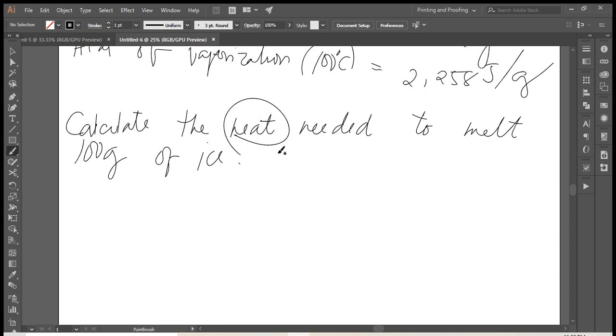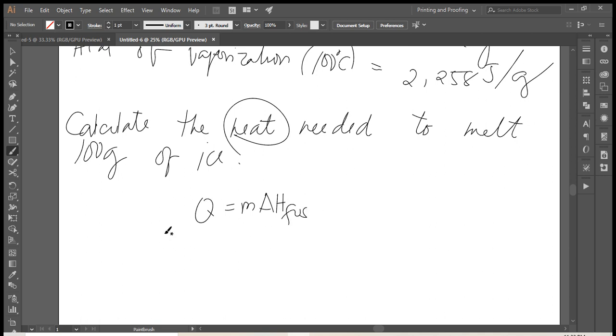So therefore, to melt it, there will be a phase change, or the change of phase, from solid to liquid. Thus we will use the formula specifically for the heat of fusion. So the formula would be Q equals m times the heat of fusion.